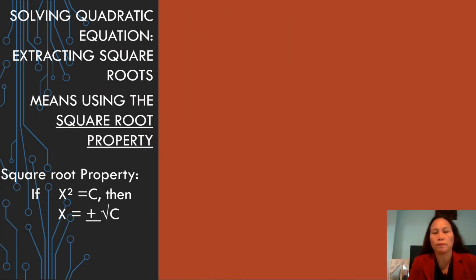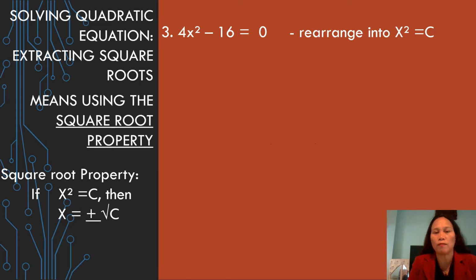Let's have another one. This time, we're going to have this different kind of given. We have now a as numerical coefficient here of x squared. So we need to rearrange into the form x squared is equal to c. So what are you going to do first? Which means we need to get rid of this negative 16 first. And we need to get rid of 4. But we can do that only one by one. So what are we going to do first is to remove this negative 16. By doing that, we are just simply adding 16 on both sides of the equation.